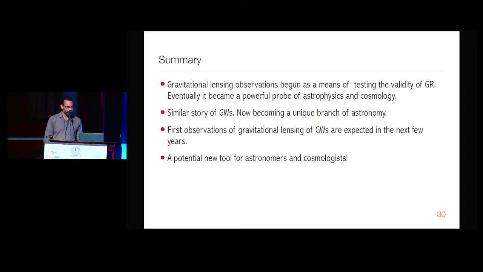As we all know, the gravitational bending of light was the first observational test that really heralded the success of Einstein's theory over the next century. But eventually, it became a really powerful tool for astronomers and cosmologists. And the story of gravitational waves is also very similar. It is now becoming a powerful tool for astronomy, a new branch of astronomy.